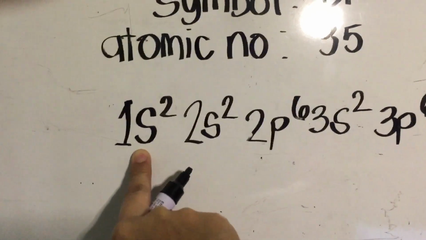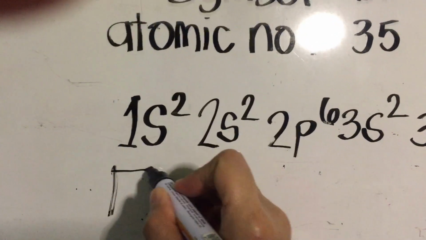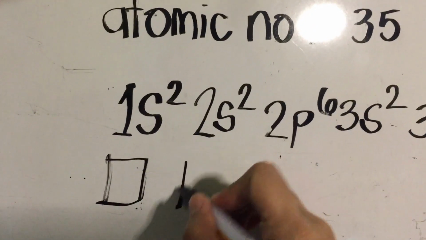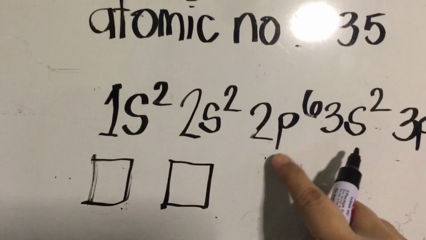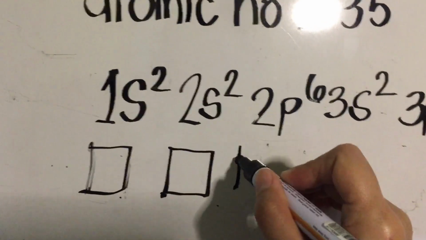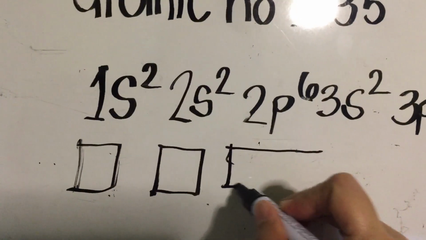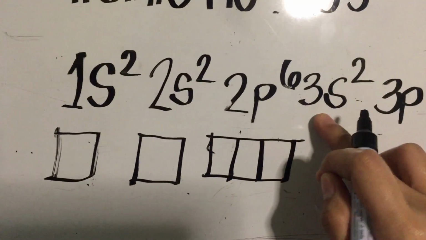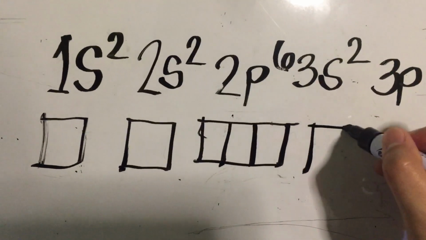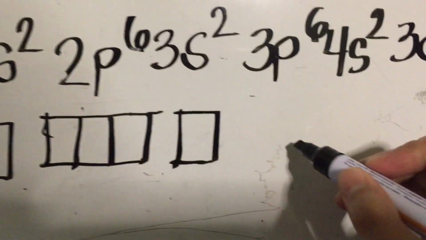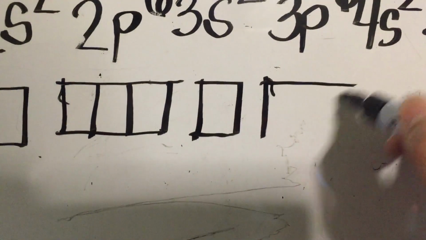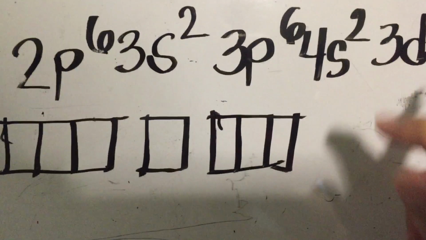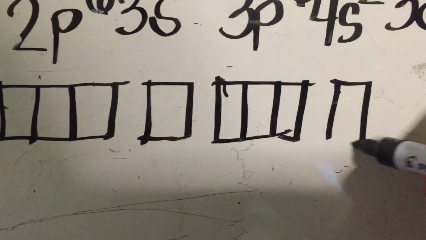Kapag S, ilang box yun? Isa. Okay, so lagay natin dyan 1 box. Okay, S din yan, so isang box pa rin. Pag P, ilang box? 3. So ganyan lang yun. Hinati lang siya sa 3. Pag S, isa lang. And kapag P, ilan yan? 3. We have 1, 2, 3. S, isang box lang rin.